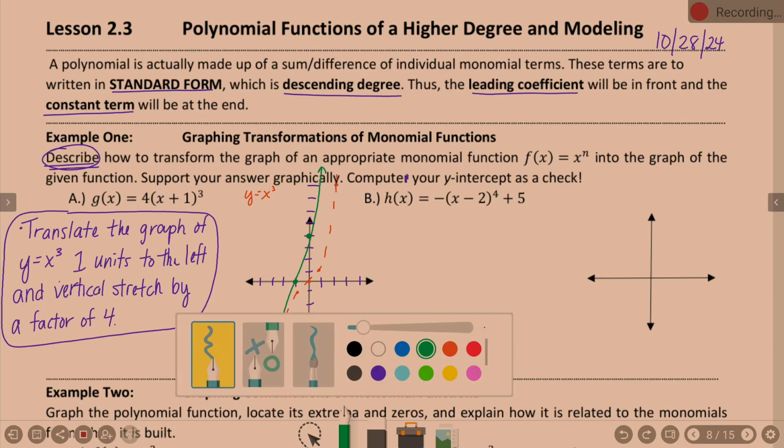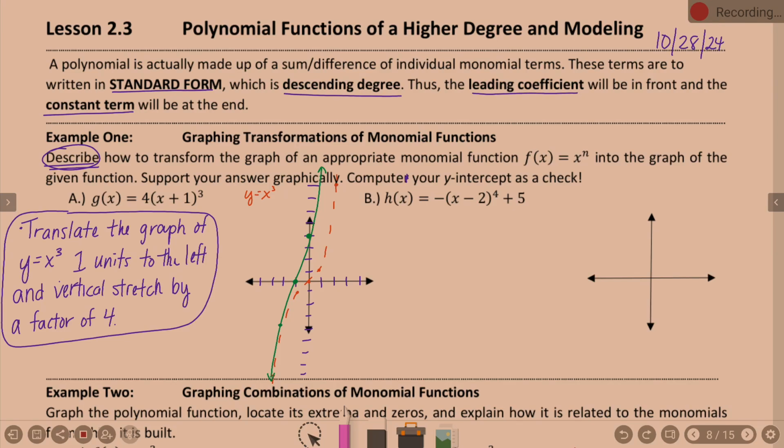We had one more thing to do here. We were told to compute your y-intercept as a check. How do you do y-intercepts? You type it in the computer? No. Compute it. How do we compute y-intercepts? You could just do it with trace. Y-intercepts happen when x is 0, yes? So if you plug 0 into that original equation, so basically finding g of 0, 4 times 0 plus 1 raised to the third.